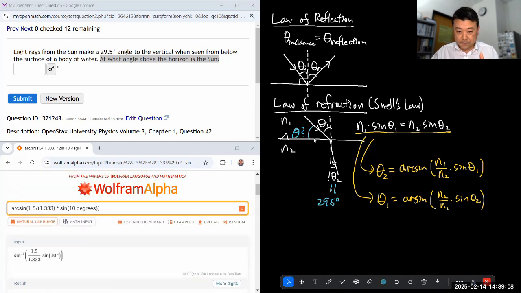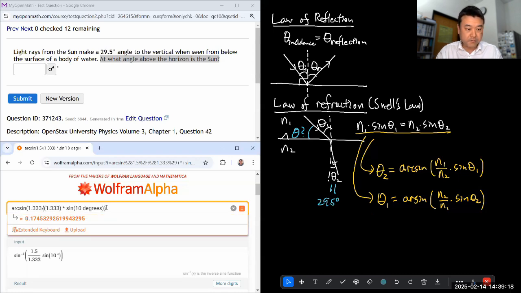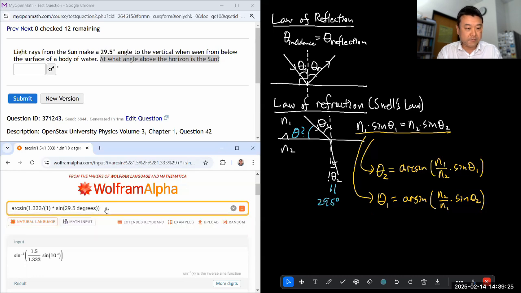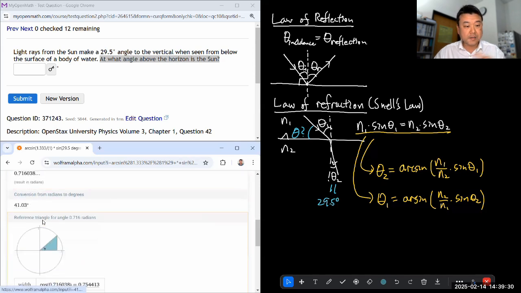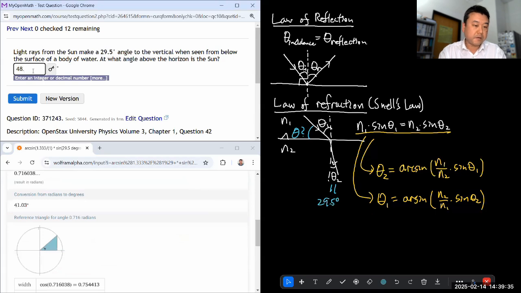So theta 1, in this version, I think it's this equation again. I already worked out the algebra. So N2 is the water, 1.333. And N1 this time is air, just 1. And theta 2 is 29.5 degrees. That'll give me theta 1, which is not the answer, but I subtract that from 90, so that's 48.97, which you could round to 49.0, but let's just plug this in and hope that that's correct.